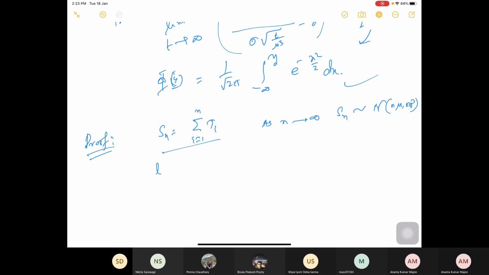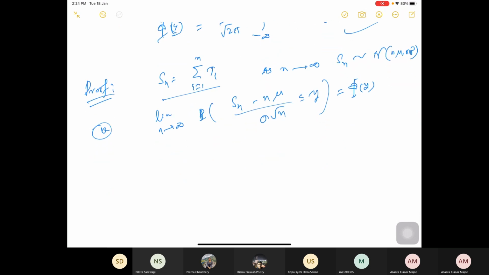In particular, this is the same as the limit as n goes to infinity of the probability of (S_n minus n mu) by sigma root n, is less than or equal to any y, which is the same as phi of y. This is the central limit theorem applied to the sequence t_i's, because it has finite variance, and the mean is also finite, both exist, and hence I can use the central limit theorem to write down this part.